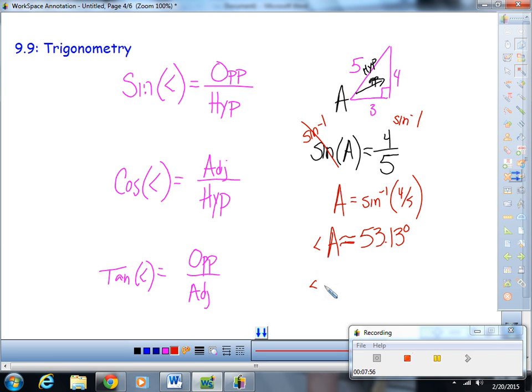And therefore angle B will be 90 minus 53.13, which is 36.87. And that's how you do that. Okay?